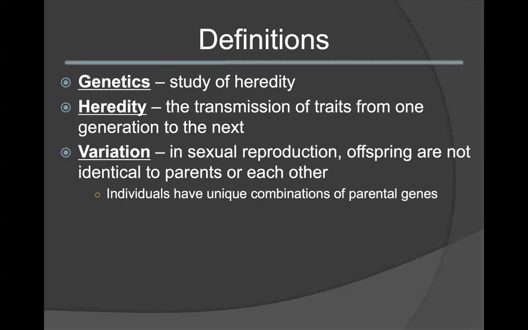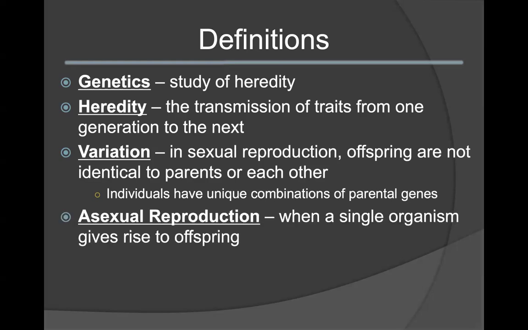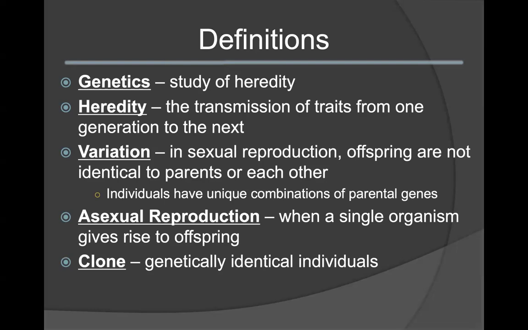Variation occurs in the process of sexual reproduction, and this refers to the fact that offspring are not considered to be genetically identical to either parent or to each other. Individuals have unique combinations of parental genes that adds to variability in the genome. Asexual reproduction occurs when a single organism gives rise to their own offspring. This typically leads to the production of clones or genetically identical individuals.